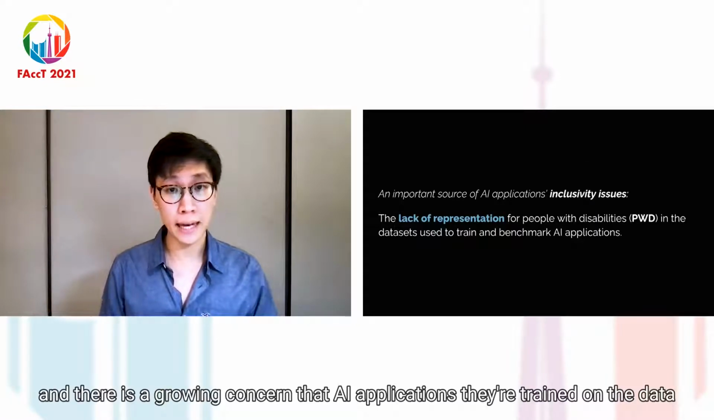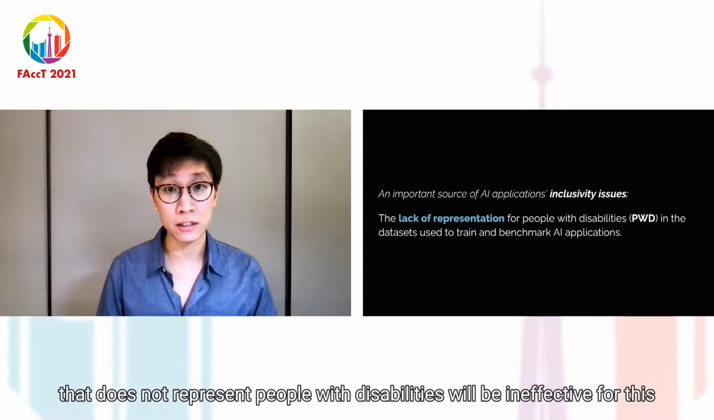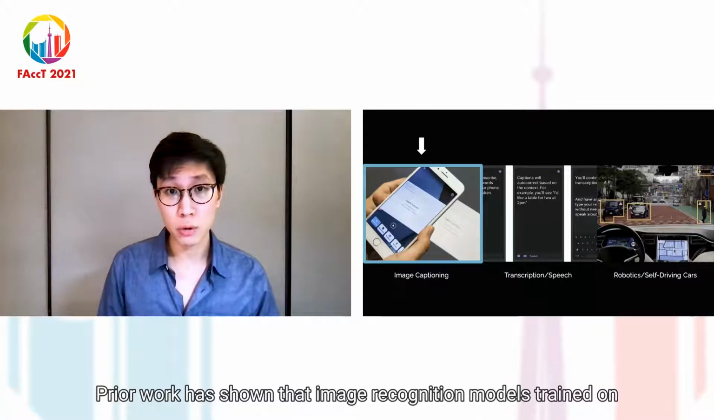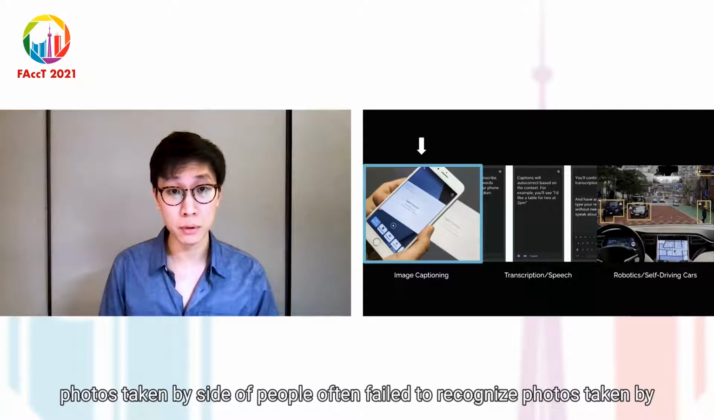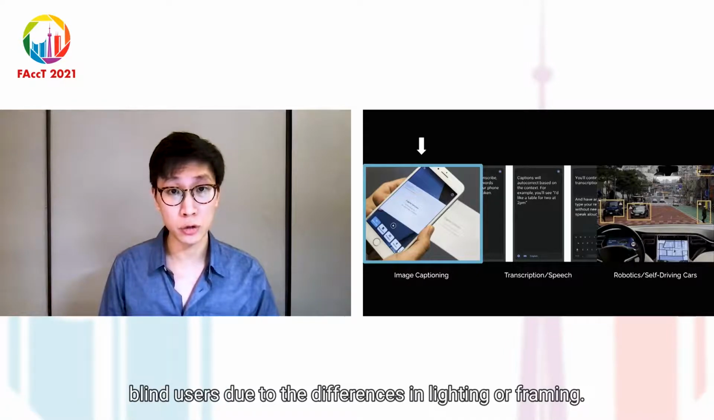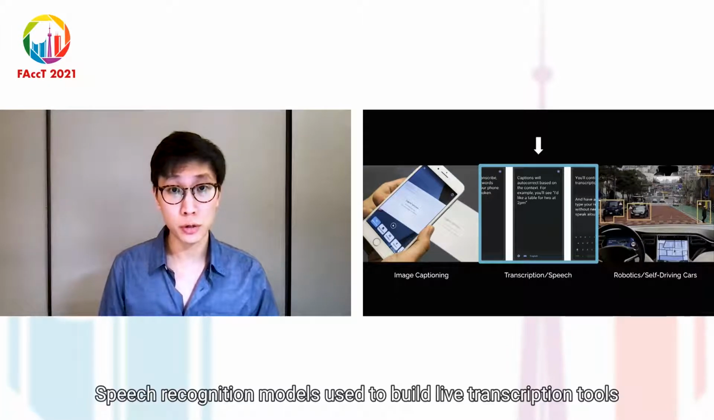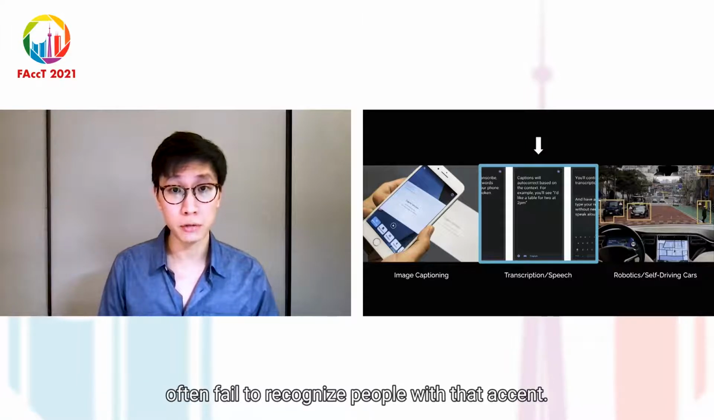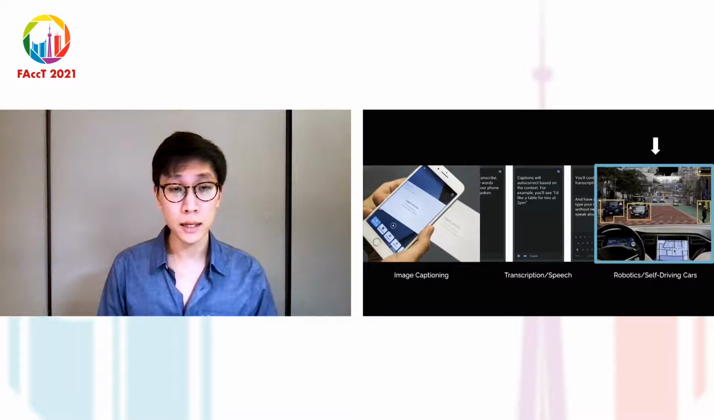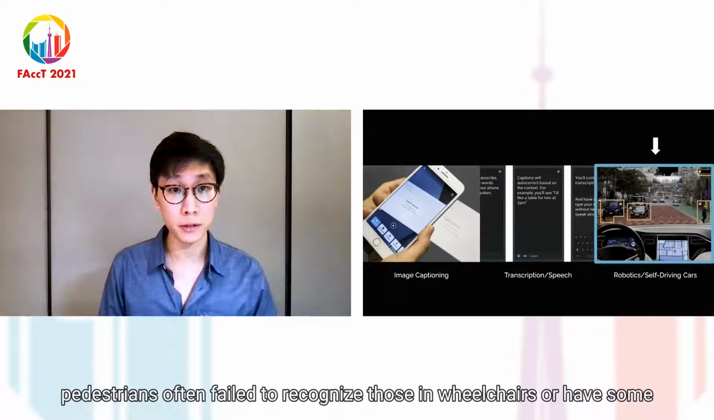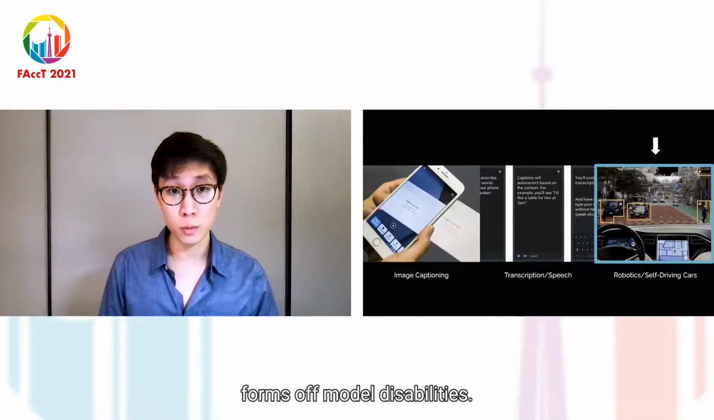And there's a growing concern that AI applications that are trained on data that does not represent people with disabilities will be ineffective for this population. So if you look at the example applications that we just looked at, prior work has shown that image recognition models trained on photos taken by sighted people often fail to recognize photos taken by blind users due to the differences in lighting or framing. Speech recognition models used to build live transcription tools often fail to recognize people with deaf accent. And motion detection models used to build self-driving cars to detect pedestrians often fail to recognize those in wheelchairs or who have some forms of motor disabilities.